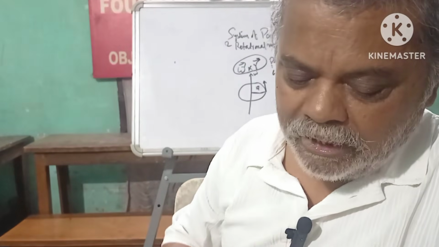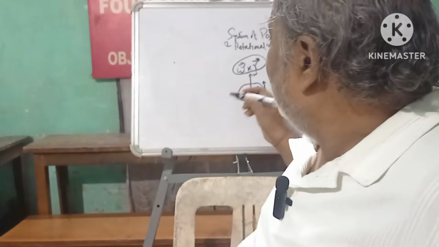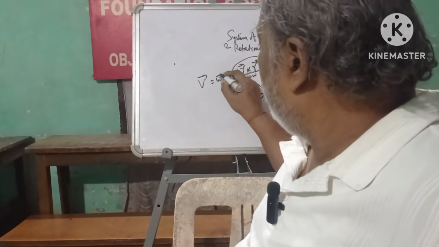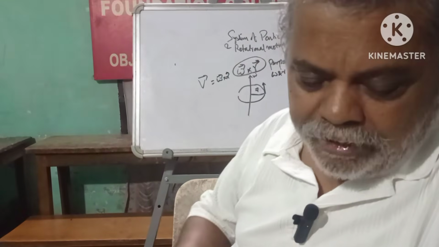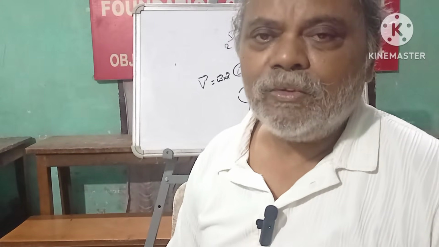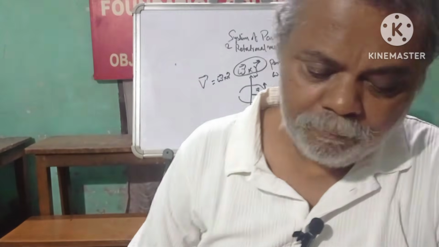This same condition is satisfied by your linear velocity. This condition is satisfied by your linear velocity. So V is equal to omega cross R. This is an important point they have told here in your book.